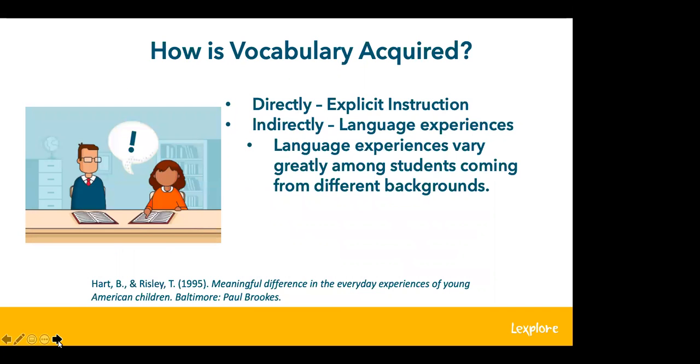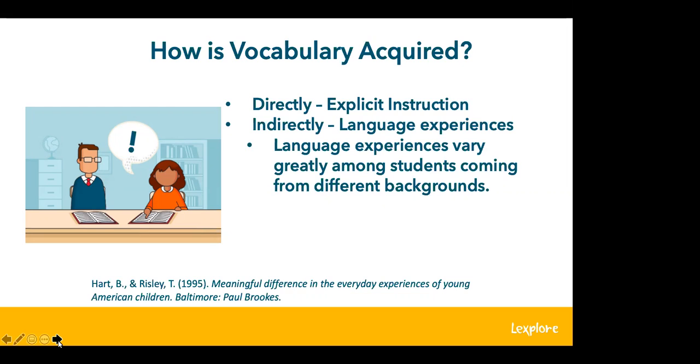So, how is vocabulary acquired? Vocabulary is acquired in two ways. We can explicitly teach vocabulary words, or children acquire new vocabulary through experiences such as reading, conversations, excursions or trips, exposures to professions and trades, and more.